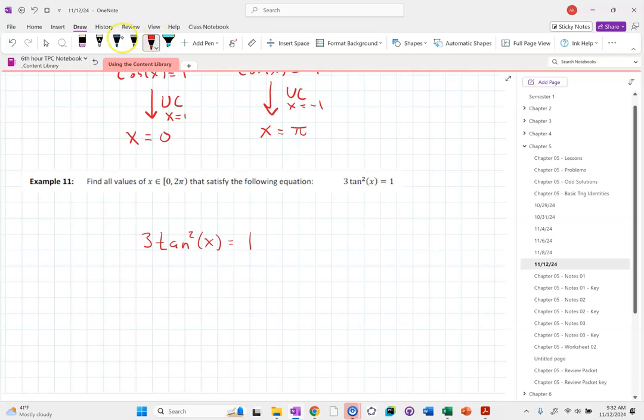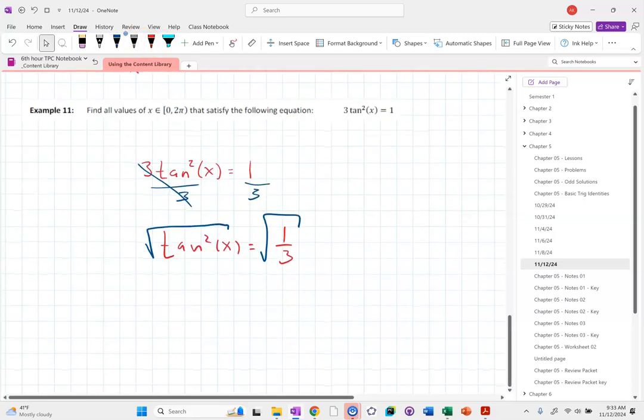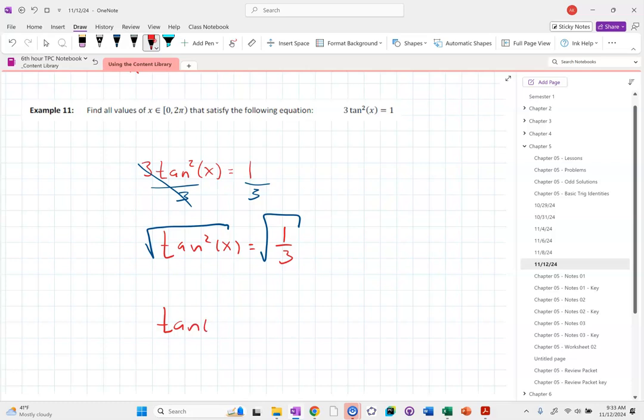So we'll divide by 3 on both sides. And then we'll square root both sides. And remember, what does a square root do for us? Makes a plus or minus.